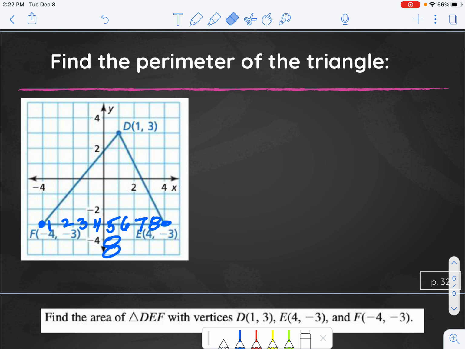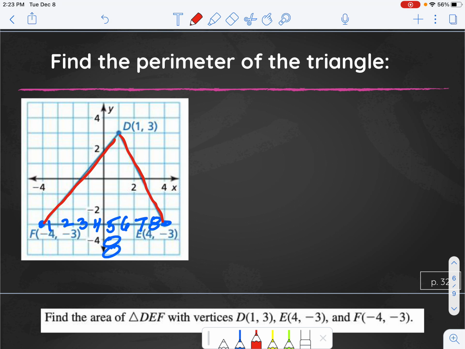Now the problem comes when we have a side that is slanted. Like this side is slanted. We can't just count the boxes because it doesn't go through a full box, like right here. We can't just count boxes on this side either. So that's where we have a little bit of an issue. Well, not an issue. That's where we have to do a little bit more work.